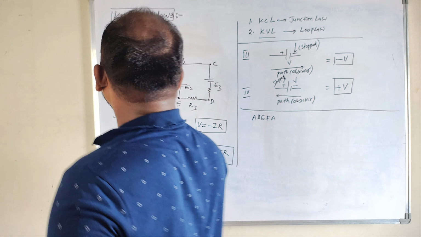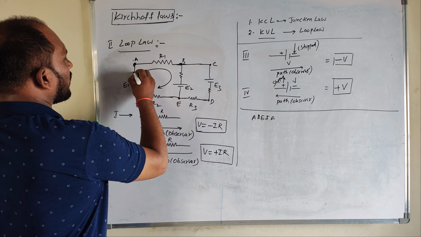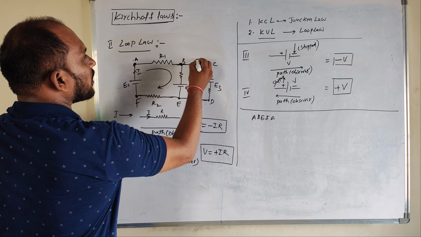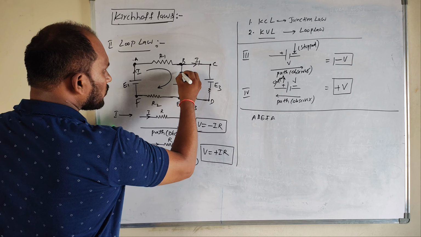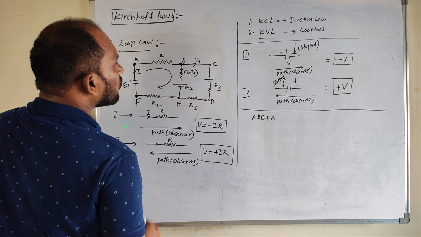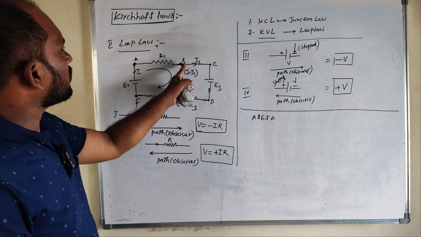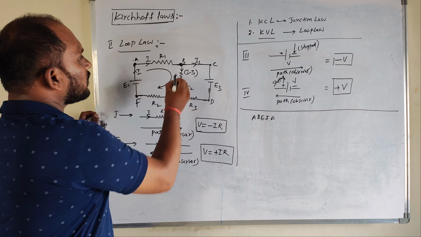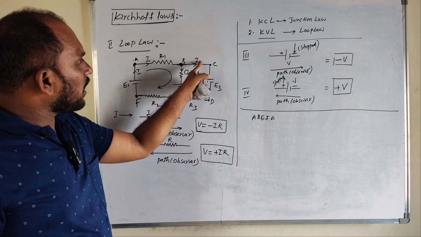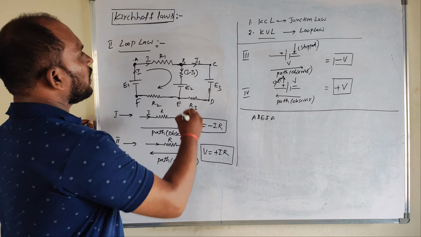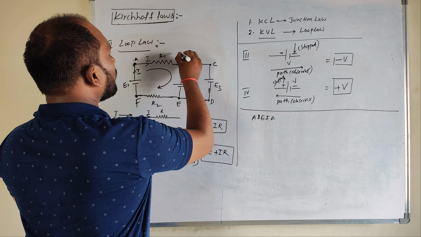Before that, we want to divide the current first. We want to divide the current I. So this is I1, and this becomes I minus I1. Here also I. Now the junction is divided into I1 and I minus I1. So let's check.